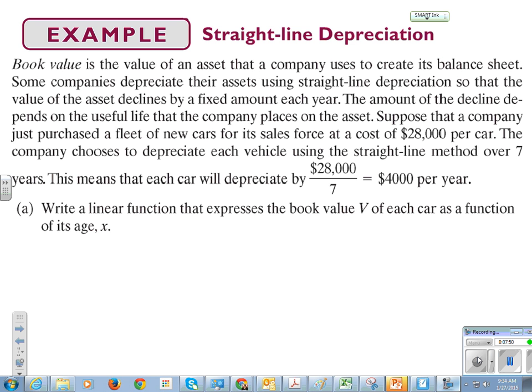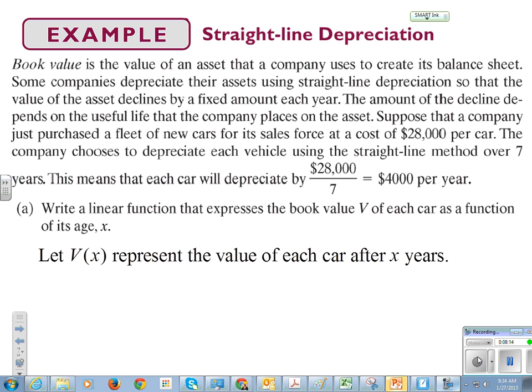Suppose that a company just purchased a fleet of new cars for its sales force at a cost of $28,000 per car. The company chooses to depreciate each value using the straight line method over 7 years. This means each car will depreciate $28,000 divided by 7, $4,000 per year. Write a linear function that expresses the book value v of each car as a function of its age.